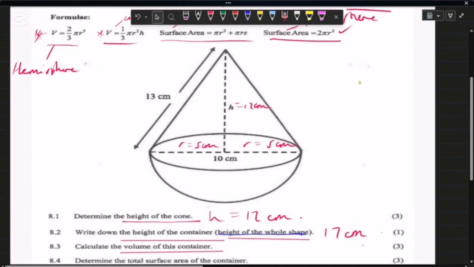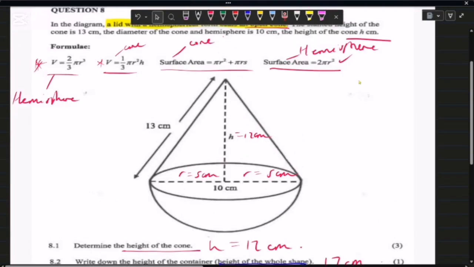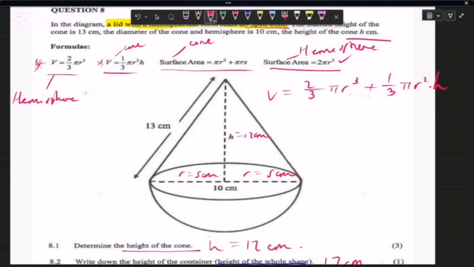Now you will agree with me that the volume of the whole container is basically the volume of the hemisphere plus the volume of the cone. Okay, so I will say that the total volume is 2 over 3 pi r cubed plus 1/3 pi r squared h. Okay, and then I can just substitute my values. So the pi, and then our radius is 5. We established that long time ago.